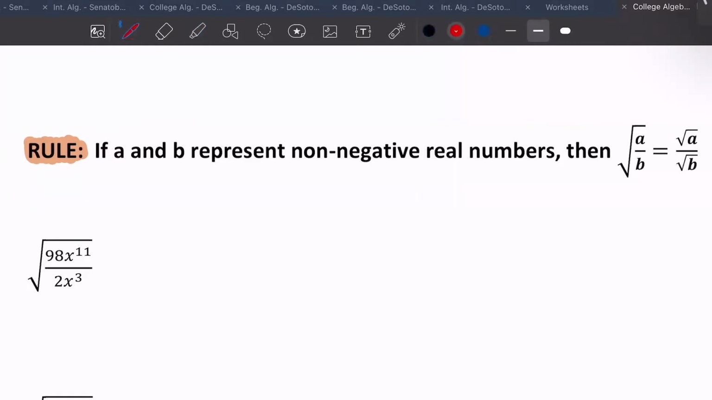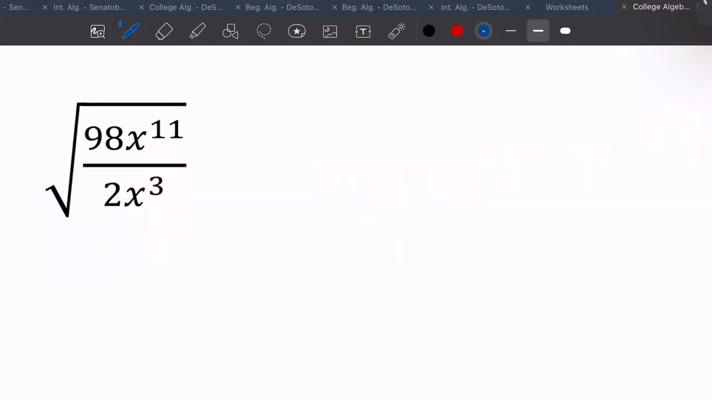So earlier we had the square root of 1/9, and we got the square root of 1 over the square root of 9. Okay, and that simplified to 1/3. Now, let's look at some maybe more complicated examples, all right? So we have the square root of 98x to the 11th all over 2x cubed. And all of that is under a radical.